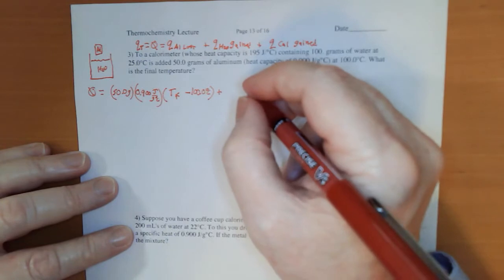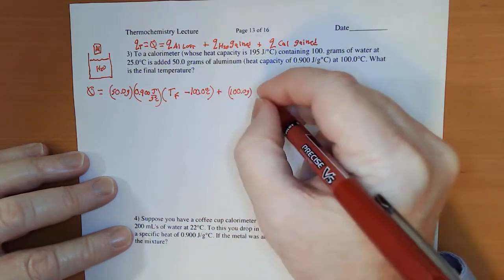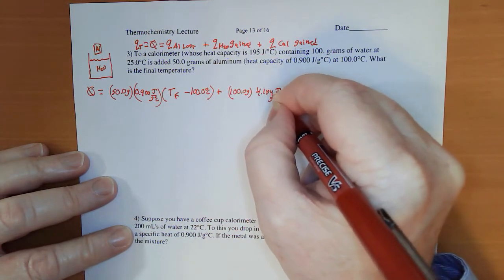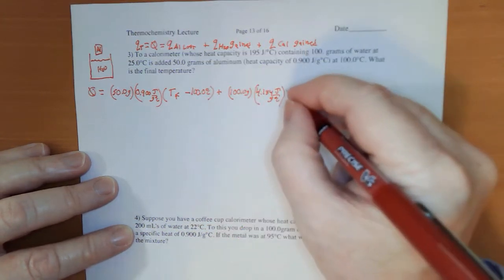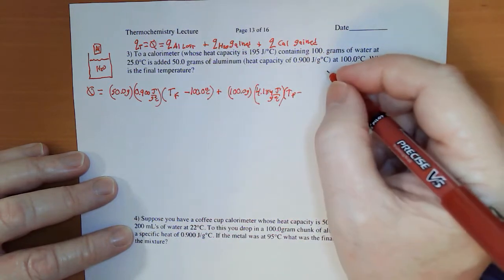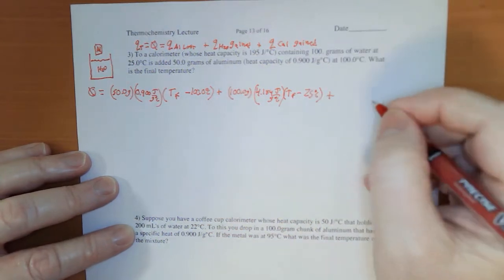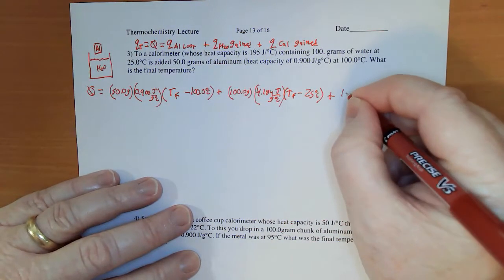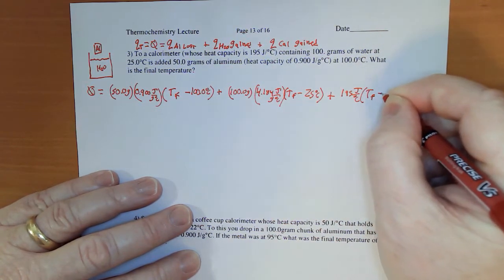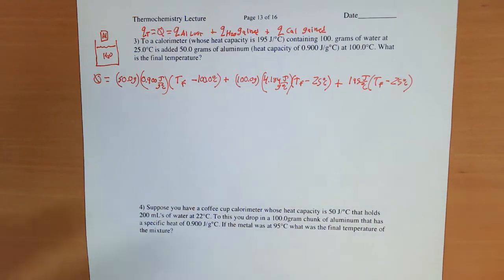Plus, now for the water, we have 100 grams times 4.184 joules per gram degree times a temperature change of T final minus, and that is starting out at 25 degrees Celsius. Plus then for the calorimeter itself, 195 joules per degree times T final minus 25 degrees Celsius, since it'll be in thermal equilibrium.